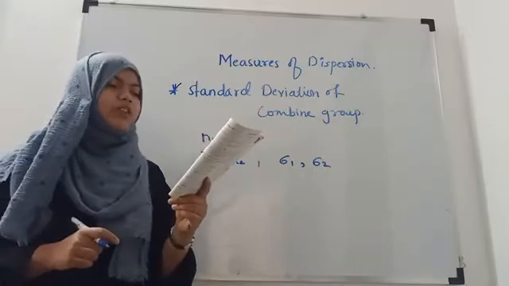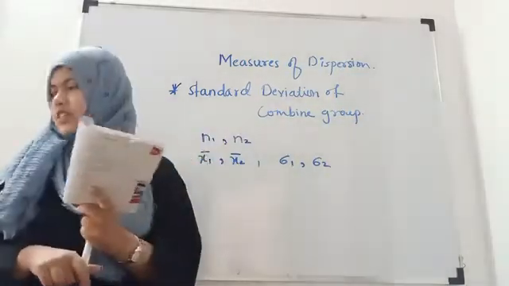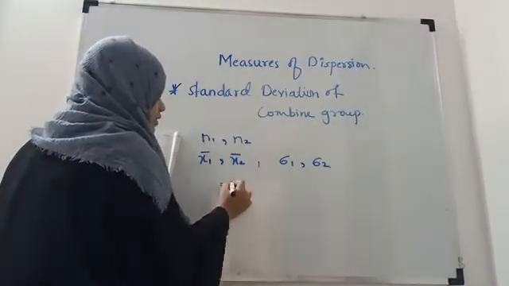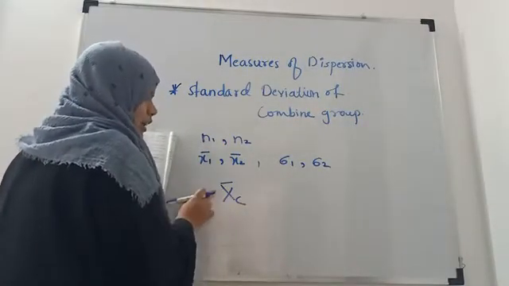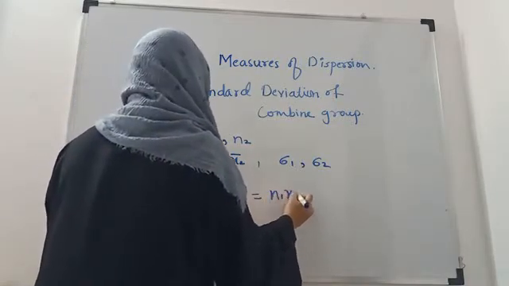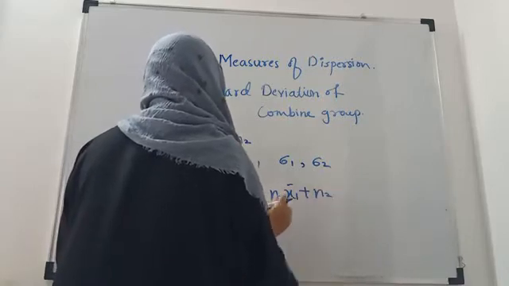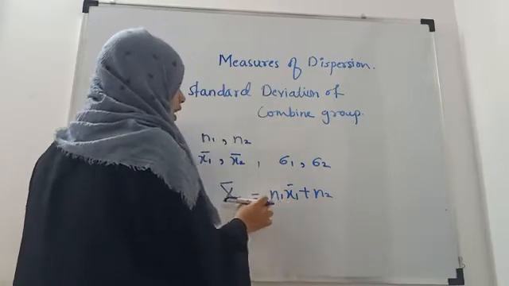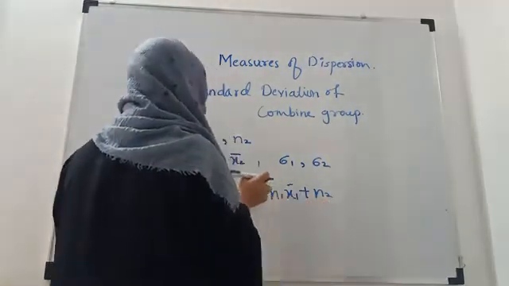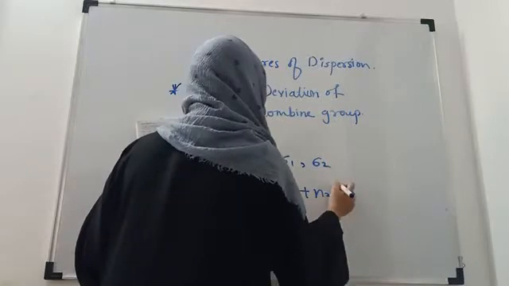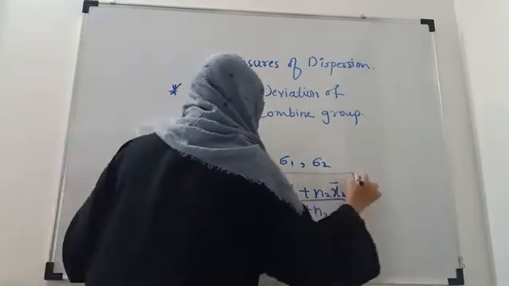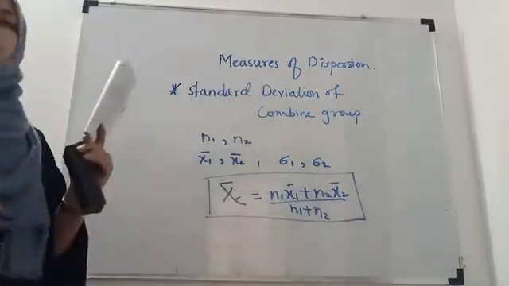Then the mean of the combined group is, as we have seen in the previous chapter, the combined mean. The formula for the combined mean is denoted by xc, arithmetic mean for the combined group, and the formula is n1 into x1 bar, that is n1 into arithmetic mean for the first, plus n2 into arithmetic mean for the second, divided by n1 plus n2. So this is the formula for the combined mean for two groups, right?